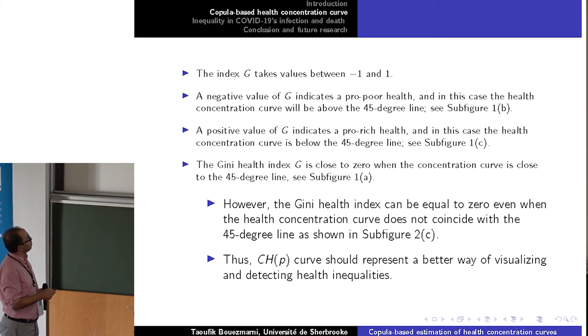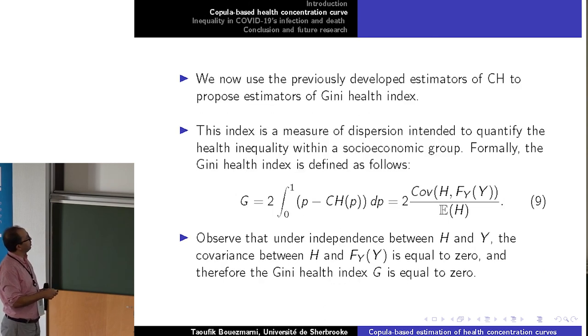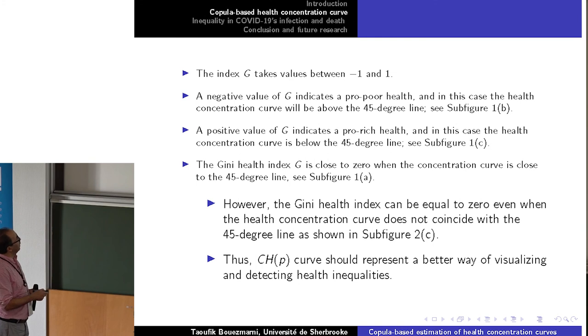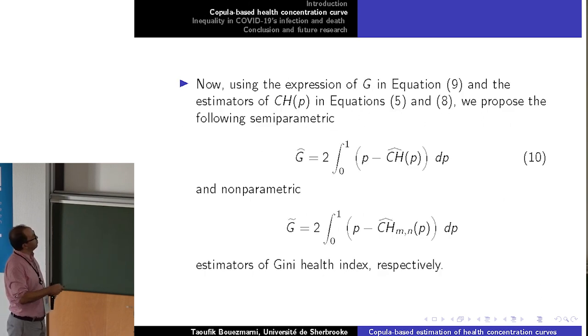If it's negative, then we are talking about pro-poor health. What that means, if you look at the definition here, is that the CH curve is above the 45 degree line, given that you rank your population from the poorest to the richest. And then if it's positive, it's the opposite. So we use the previous estimators to provide the semi-parametric and the non-parametric ones.